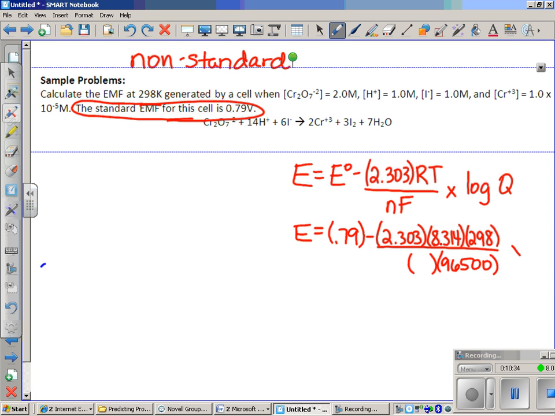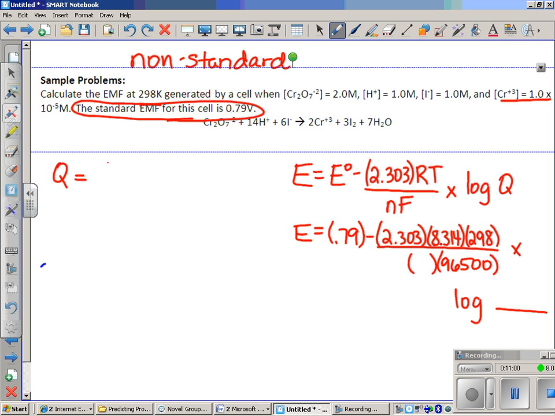Oh man, I'm going to run out of space. And then log of the concentration of the products over the concentration of the reactants, coefficients as exponents. So let's look those up. So I have 2 chromiums. So right here is the concentration of chromium. I'm totally not going to have enough space, am I? You know what, let's calculate Q over on the other side, just so that I have space.